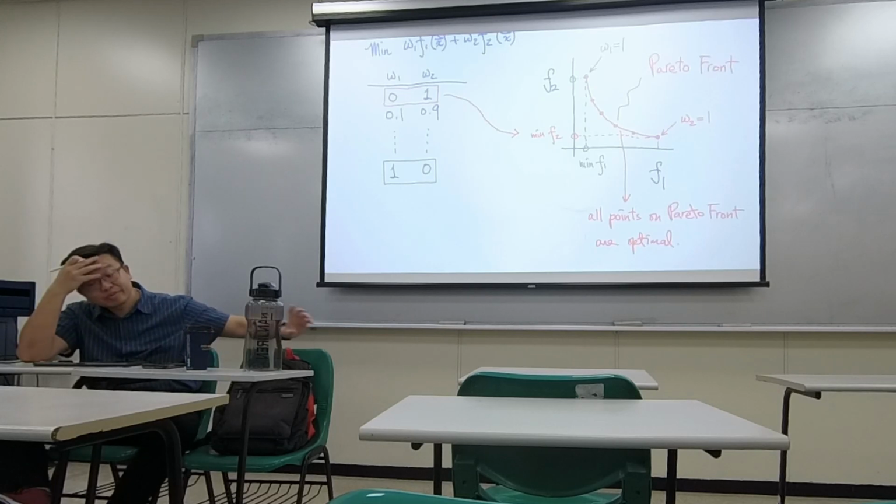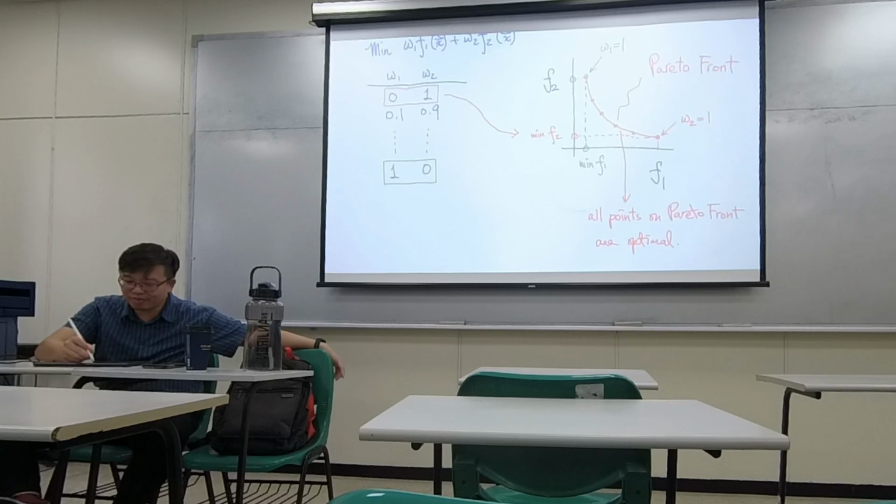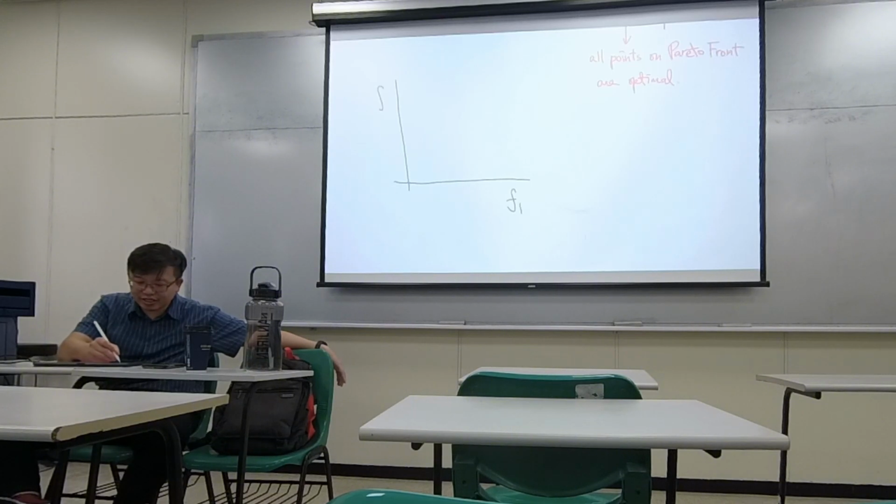And for engineers, sometimes we don't like multiple solutions. We are looking for one solution, right? So there is one approach, the so-called utopia point approach. Let me explain what a utopia point approach is. So let's say you have a Pareto front like this. This is your Pareto front.